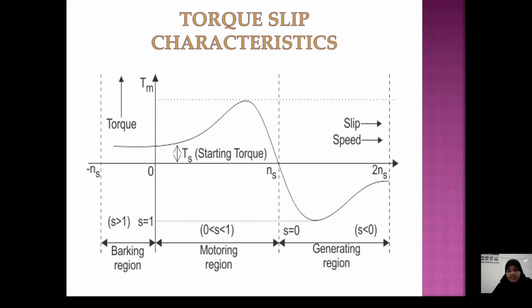In the motoring region, the slip value will be between 0 and 1. The value of slip lies between 0 and 1 for the motoring region. So when speed is 0, slip is equal to 1. We know this value. Slip is maximum whenever speed is equal to 0. Here we can see this is N equal to 0 and slip is 1. When N is equal to Ns, slip is 0. So we are not concerned with this.